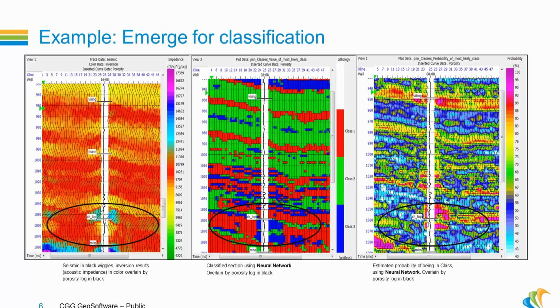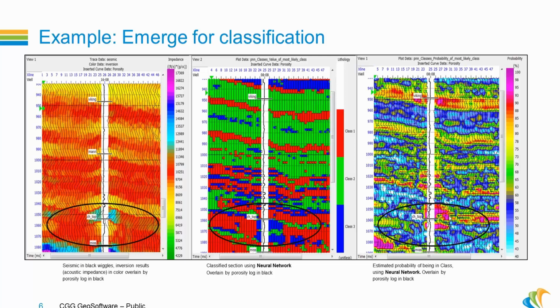The next example is using inversion results again to classify the reservoir based on three classes of porosity. So different values of the porosity correspond to each class. Class 3 is the highest porosity class. This example classification is done using the neural networks, which is shown in the middle panel. The left panel is acoustic impedance out of inversion, and we are also able to estimate the probability of the existing class at that location, which is shown in the right panel.